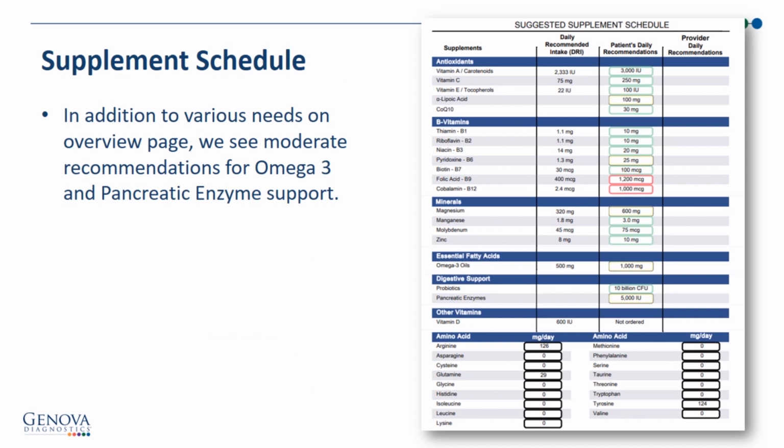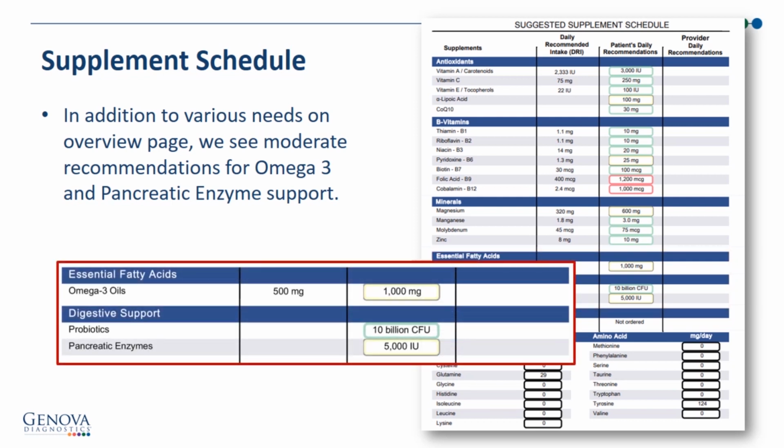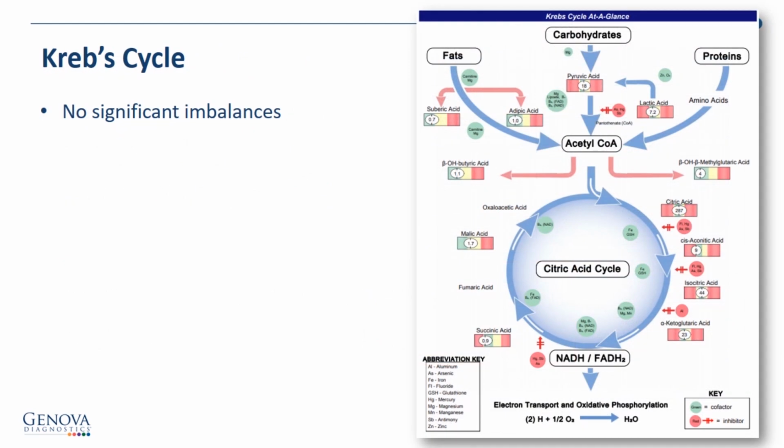When we look at the supplement schedule, in addition to the various needs on the overview page that we just looked at, we also see some moderate recommendations for omega-3 and pancreatic enzyme support. The omega-3, 1,000 milligrams. Look at the pancreatic enzyme in yellow, a moderate need for pancreatic enzymes at 5,000 IU per meal. The Krebs cycle shows no significant imbalances.